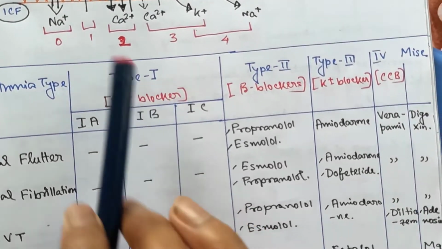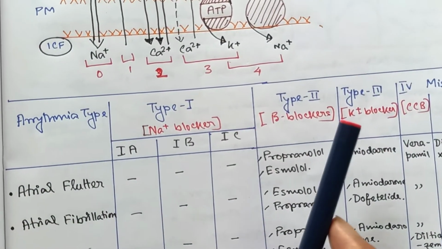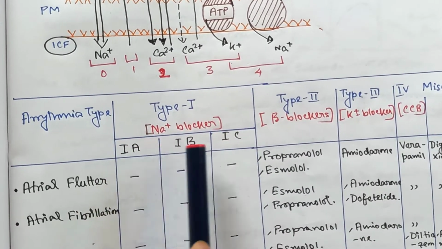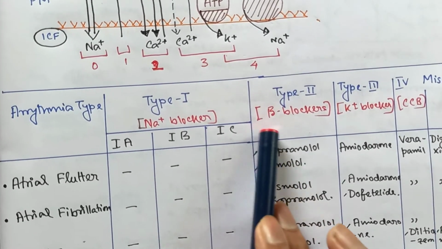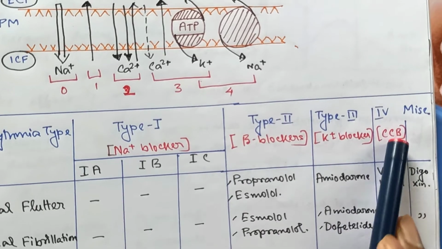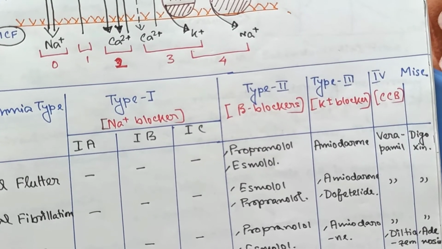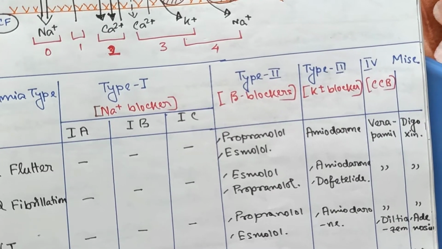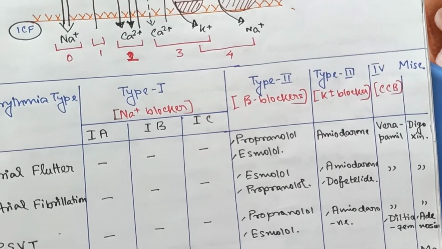There are 4 types of drug. Type 1 are mainly sodium blockers, and there is also subclassification 1A, 1B, 1C. We will discuss this one by one. Type 2 are mainly beta blockers. Type 3 are mainly potassium blockers, and type 4 are calcium channel blockers. And some miscellaneous drugs like digoxin, adenosine, magnesium, potassium also act as antiarrhythmic drugs for different types of arrhythmia.